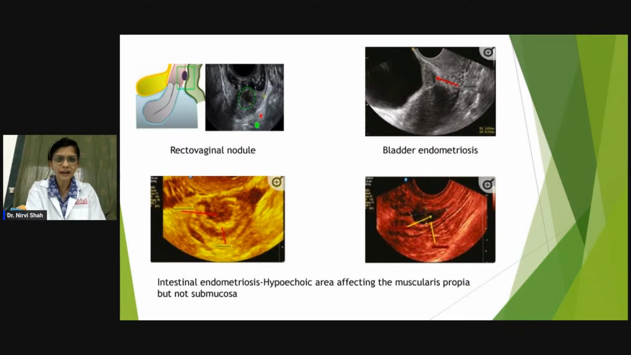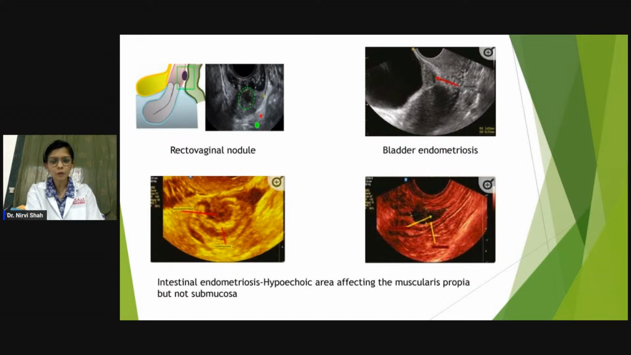Here, if you see again, it's a hypoechoic nodule, a rectovaginal nodule. This is the rectum. This is the posterior vaginal wall. Okay, and it's a rectovaginal nodule here. This is the bladder. This is the uterus. This is the bladder base. Here is again bladder endometriosis. If you can see, it has been infiltrated.